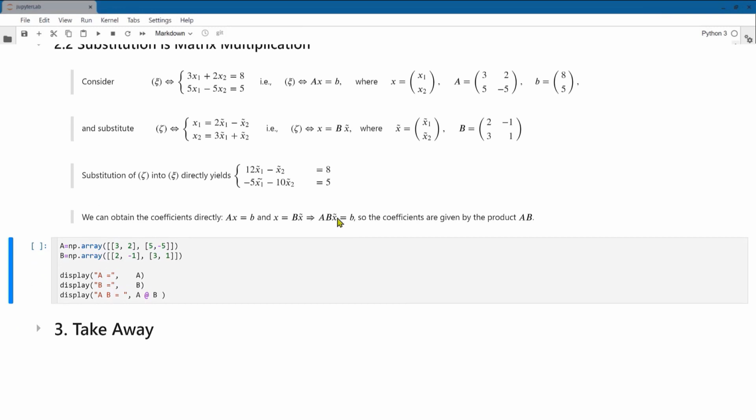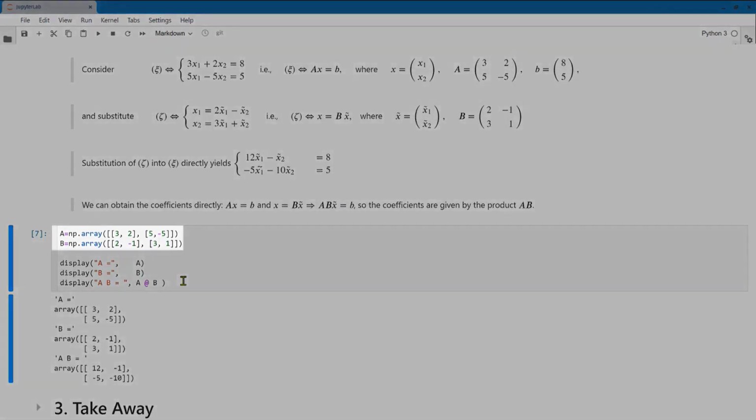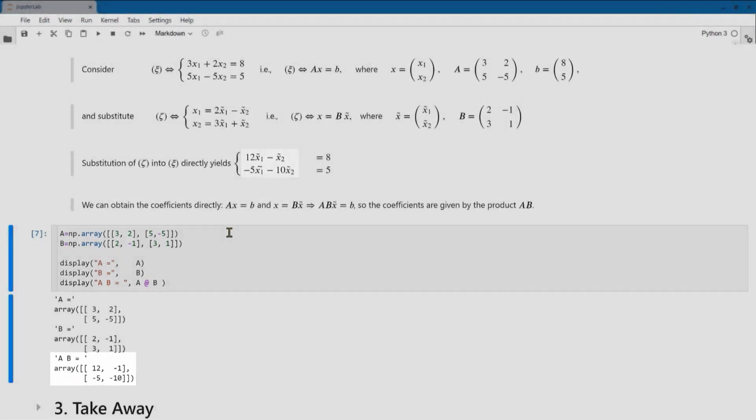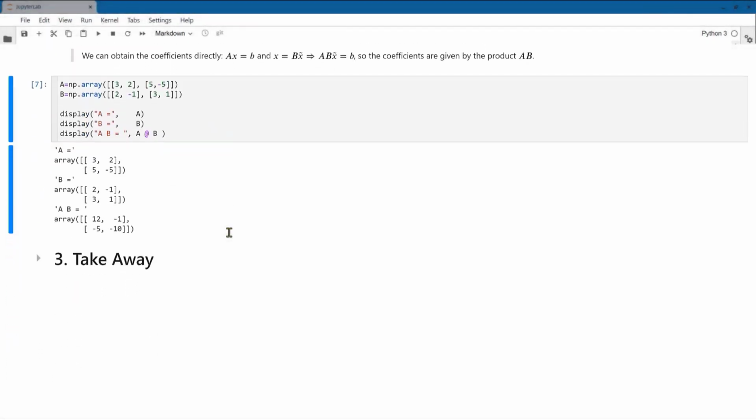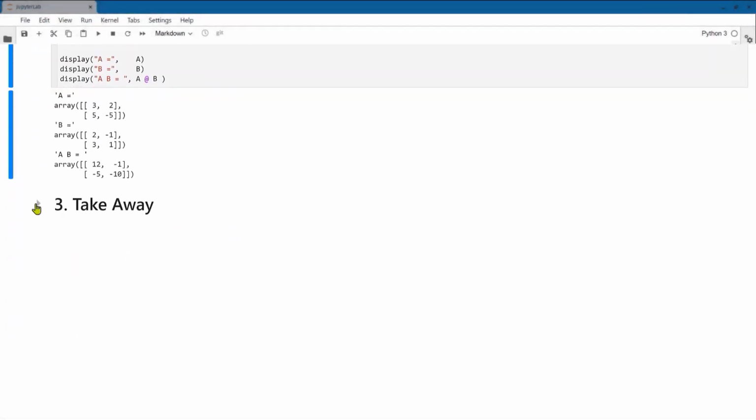A times B is equal to the coefficients here. So let's use our Python code to actually compute it. So we have the matrix A, the matrix B, and we compute A times B, and we indeed get the coefficients that we had with the substitution. So a substitution of variables in a set of linear equations can be written as a matrix product. So one use for a matrix product that will turn out to be quite interesting in what's to come.